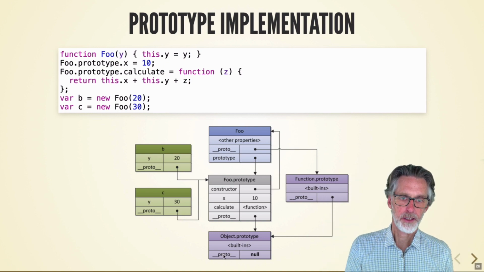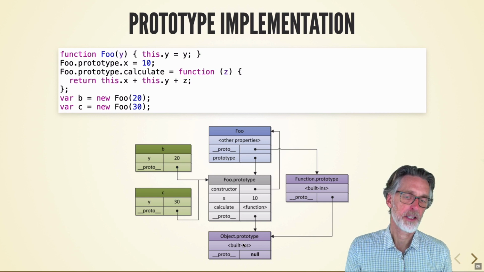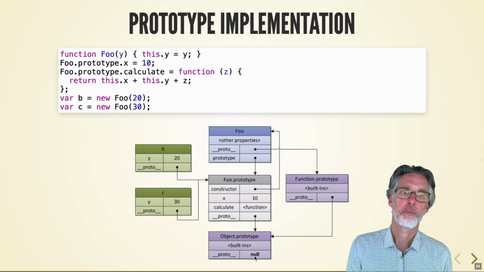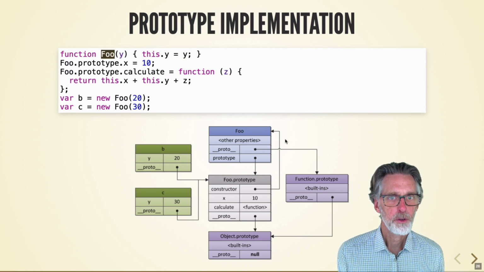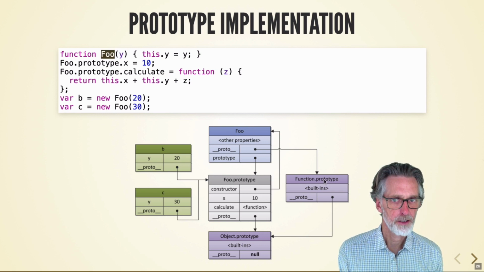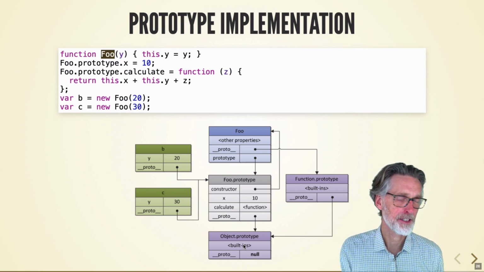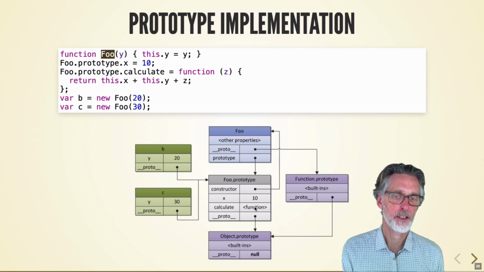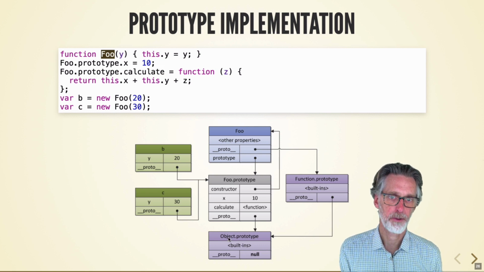And therefore, this object prototype has itself or nobody as a prototype. So we set the proto field to null. That's where every search stops. Note that whereas foo is a function, foo's prototype is merely an object. It is not a function, it's just an object. And so foo's prototype is pointing to the object prototype.